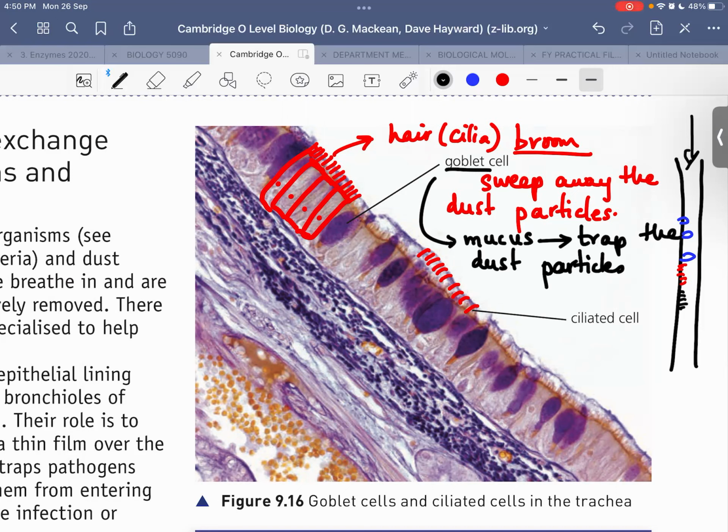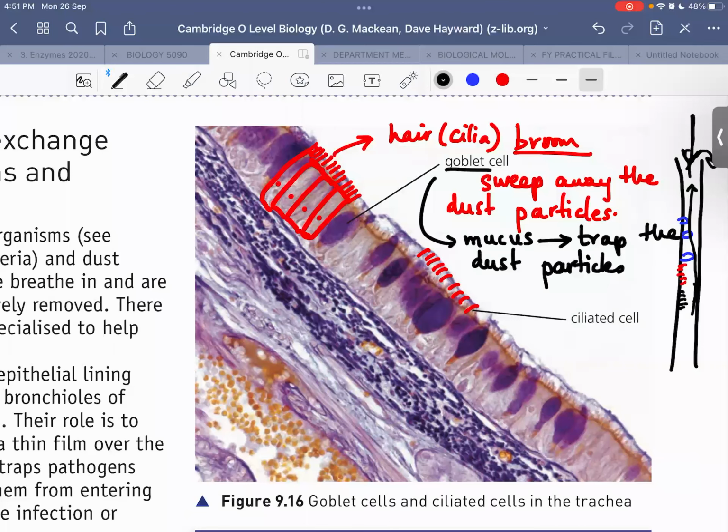The cilia will sweep these dust particles in the air. So the air is coming down, but the cilia will sweep them upwards, up, up, up. Why upwards? Because very much next to your trachea, you have the food pipe. Okay, the food pipe is attached right here. This is your food pipe. So that is why the cilia will be beating upwards.